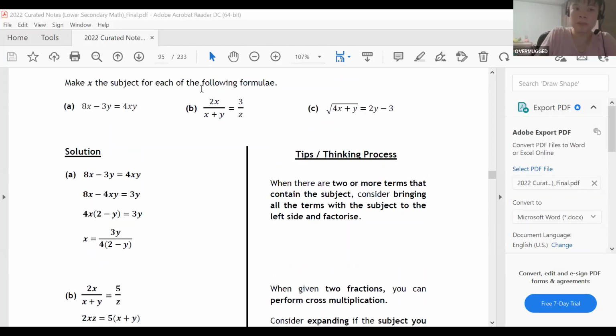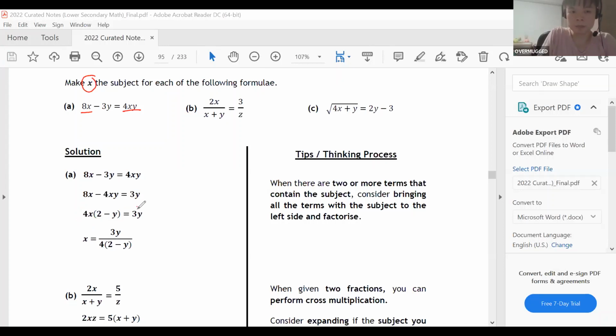So the first one, make x the subject of the formula, same thing. But what you realize is that there are two terms with x now. So I need to shift any terms with my x to the left side. And I have this. My 3y goes over, I have positive 3y. And what can I do? I actually need to extract out my common factor and common variable. So you will notice that I actually factorize out 4x. That will give me 2 minus y inside.